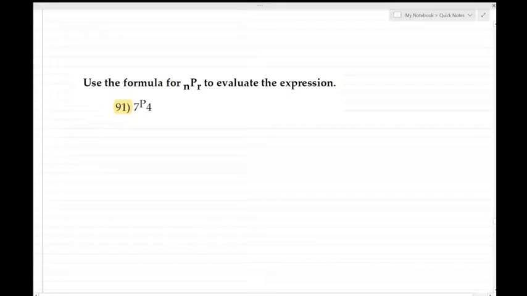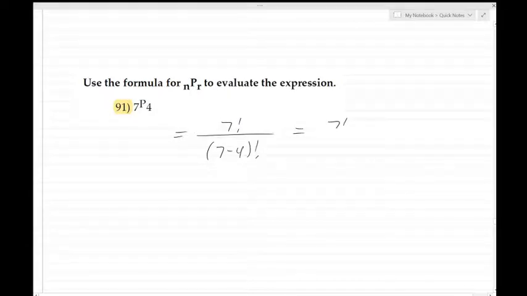Next, we're asked to evaluate the given expression. In this case, it says 7 permute 4. So simply put it in a calculator or just use the formula, right, which is 7 factorial over (7 minus 4) factorial, which is 840.